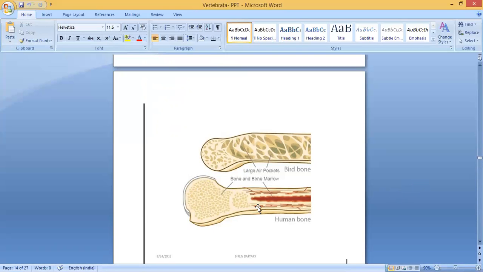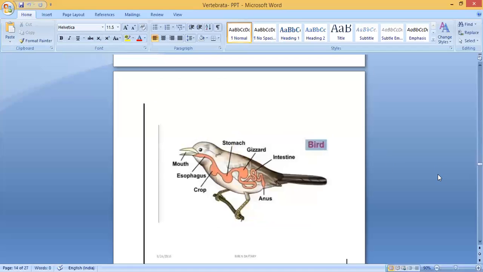Now look here at the bone. This is a human bone. You can see that the bone is filled with bone marrow. Here, this has large air pockets. That is called a hollow bone. It is a hollow type bone. It's filled with air. You can see here large air pockets filled with air. It's like a balloon. If you fill a balloon with air, it becomes very light and goes up. In the same way, the bones are hollow and filled with air, so the bird can fly in the air. It is also very lightweight.